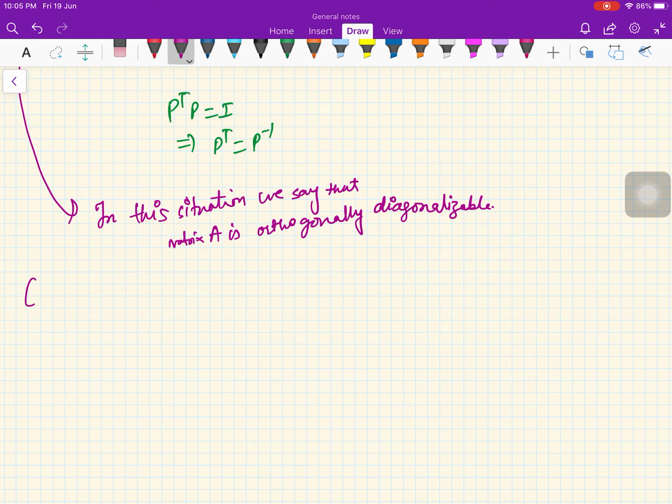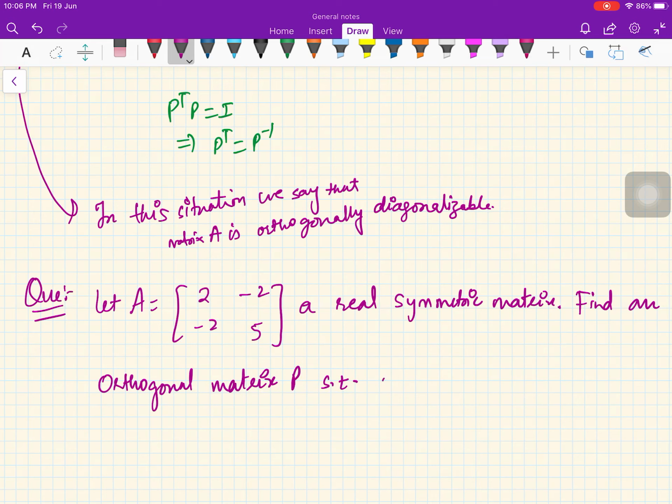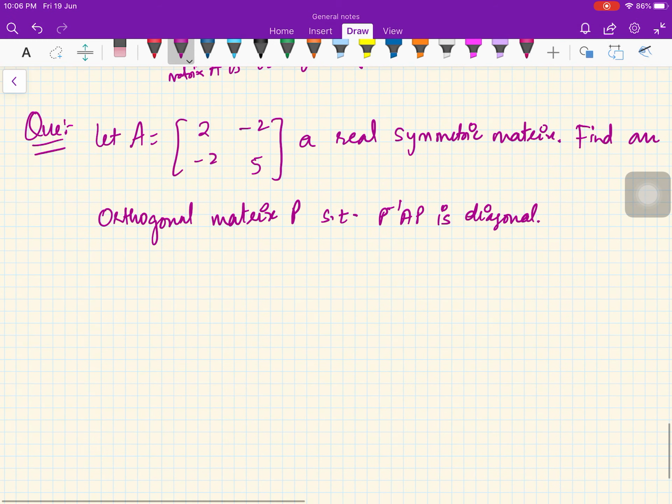Okay. So let us look at an example. Let A be equal to [2, -2; -2, 5], a real symmetric matrix. Find an orthogonal matrix P such that P inverse AP is diagonal. So it means that you have to diagonalize this matrix, and we know that a real symmetric matrix is always diagonalizable. So we have to look at the eigenvectors and eigenvalues.